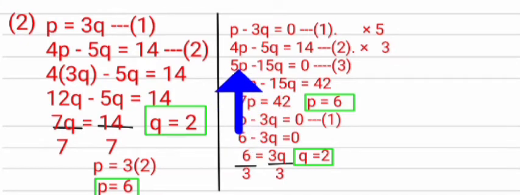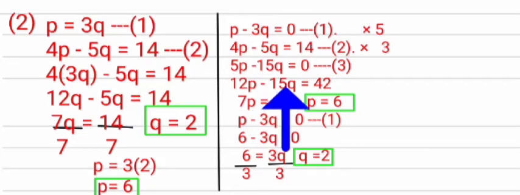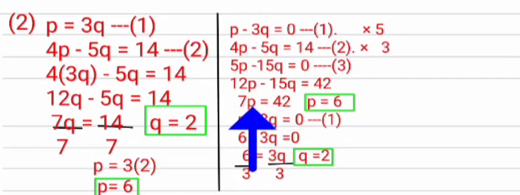So we are going to have 12p minus 5p, and negative 15q minus negative 15q. You can remember that when we have minus a negative, that will give you plus. So we have negative 15q plus 15q, that will give you 0. And we have 42 minus 0, that will give you 42. So 12p minus 5p, that will give you 7p is equal to 42. Divide both sides by 7, we are going to have p is equal to 6.